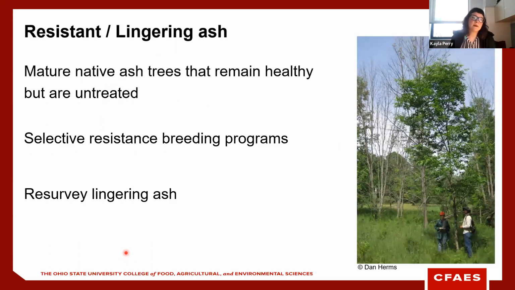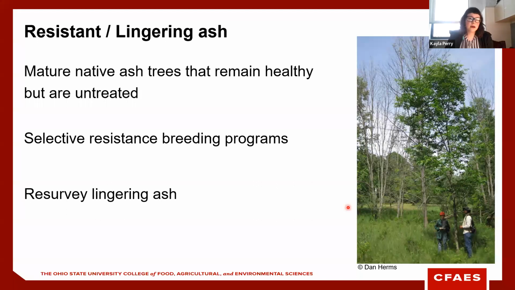All right, and the last thing I wanted to talk about was resistant or lingering ash. And so you may have heard this term lingering ash, and essentially it's mature native ash trees within the forests that are untreated but remain healthy, particularly when other ash trees are dying around them. And so that's really illustrated here in this photo, where you can see this ash tree that's alive, surrounded by these ash trees that are declining or dead. And so there's varying degrees of natural genetic resistance within ash populations that influence how trees respond to EAB, but also how quickly that they die.